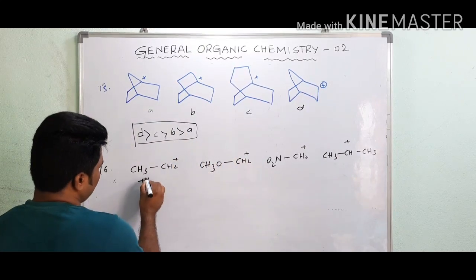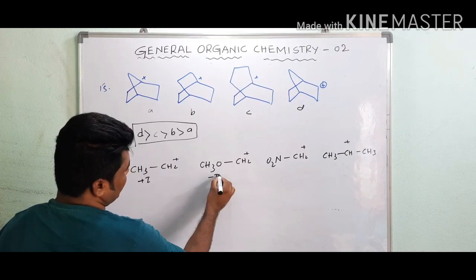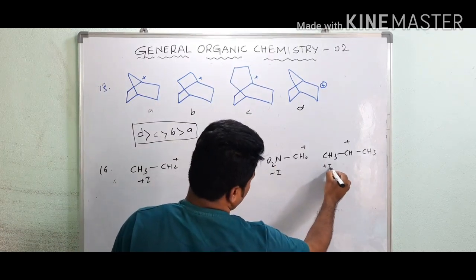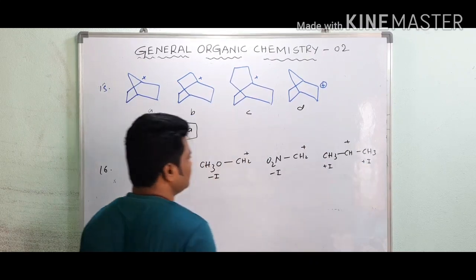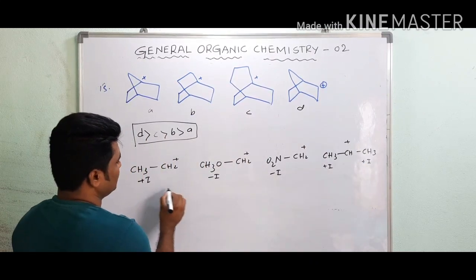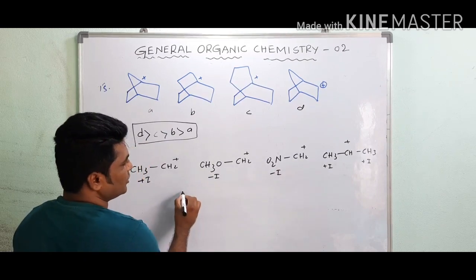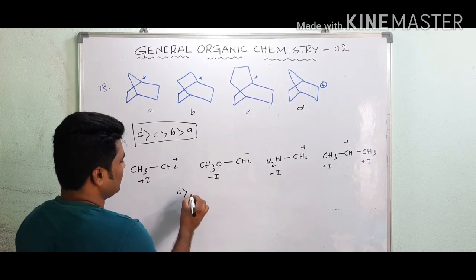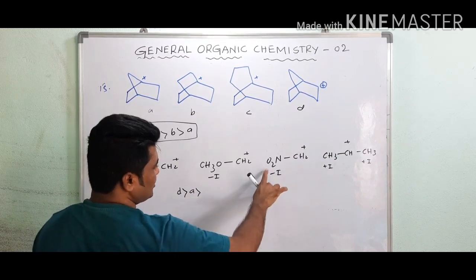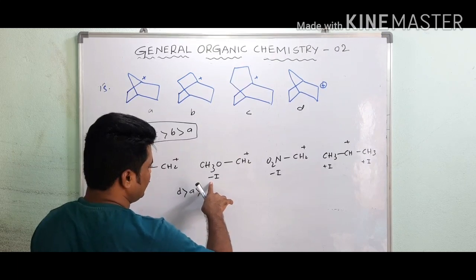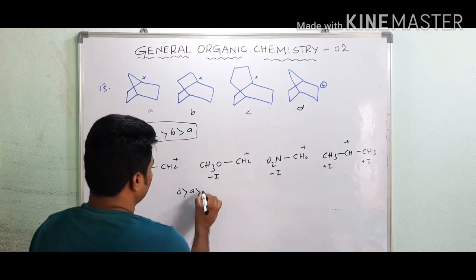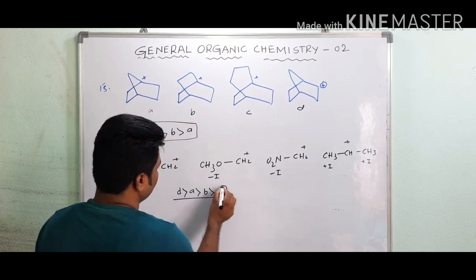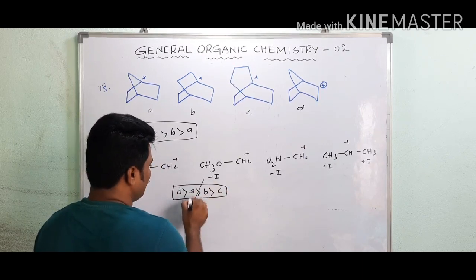So this shows plus I. OCH3 shows what? Minus I. NO2 shows more minus I. Here plus I, plus I. So what would be the order? Here that is a secondary carbocation. See, you would expect D to be more stable. Then after that A. Then NO2 is more minus I, then OCH3. So B will come, then after that C. This is the order. But this is wrong.